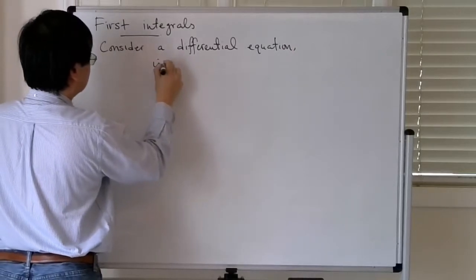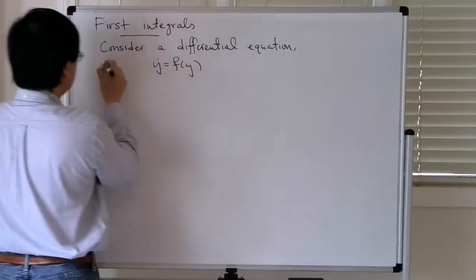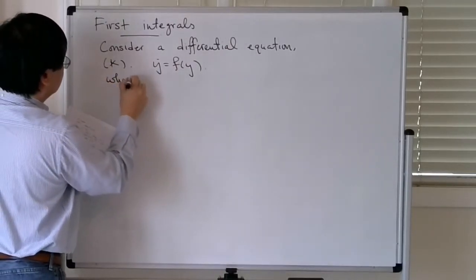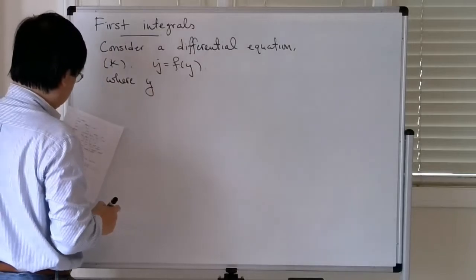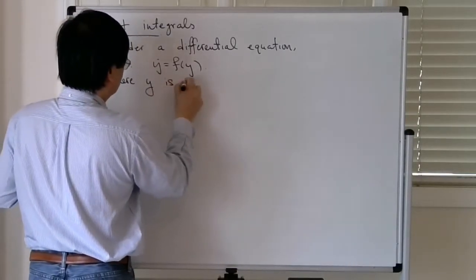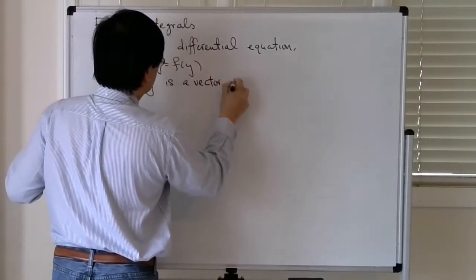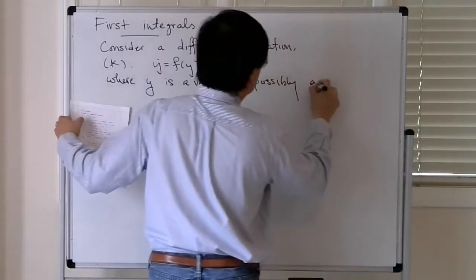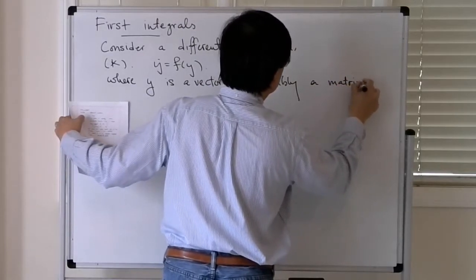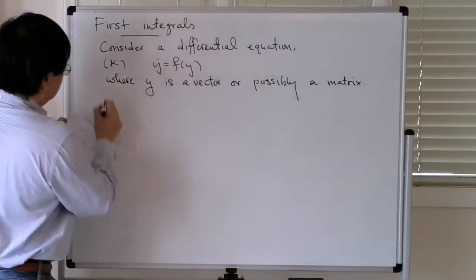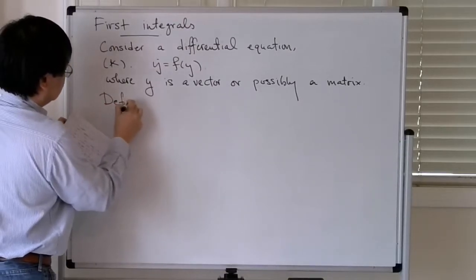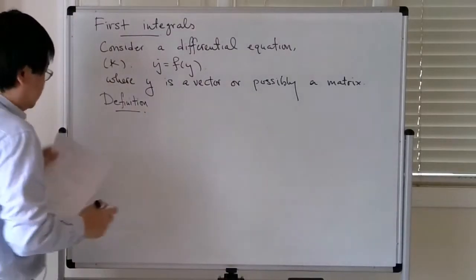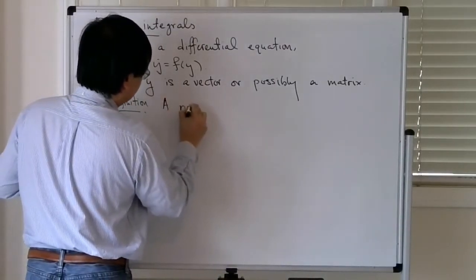Let's say y dot is equal to f of y, where y is a vector, or possibly a matrix. Okay, so I'm going to introduce this idea of a first integral. Okay, so you have a non-constant function.